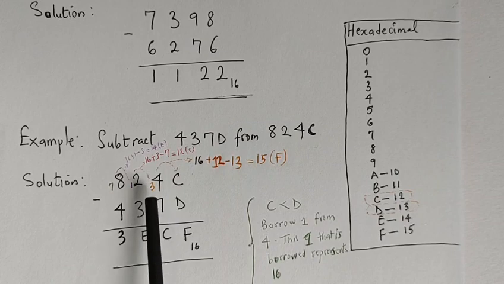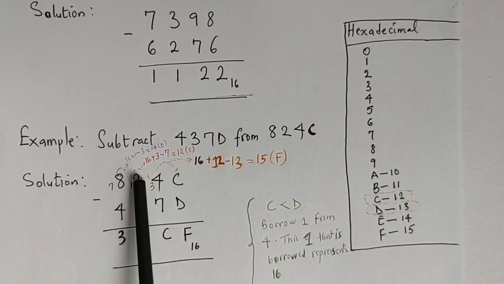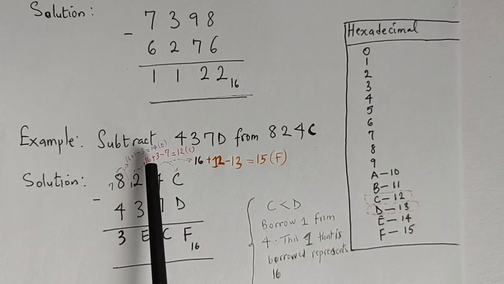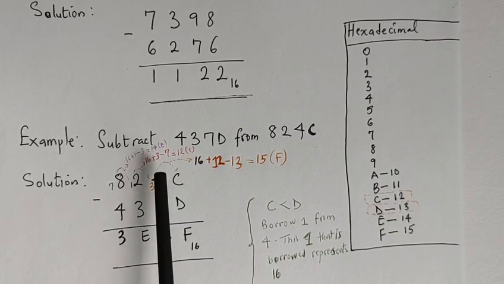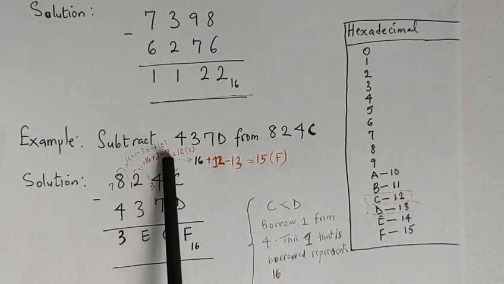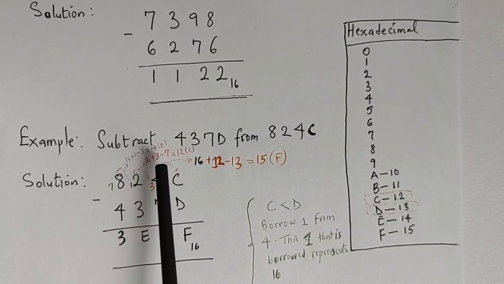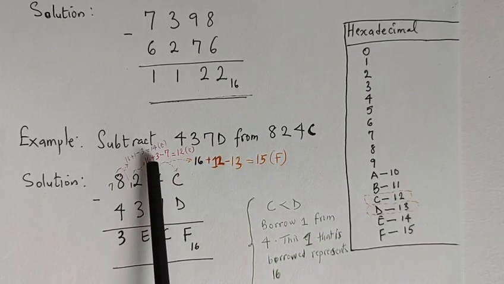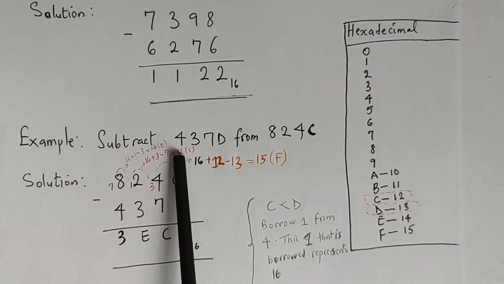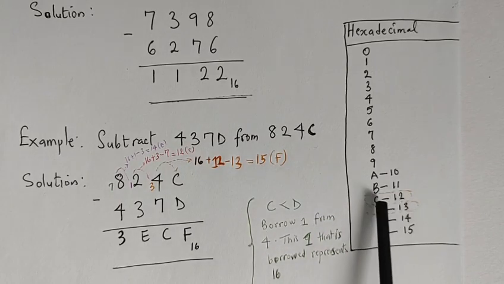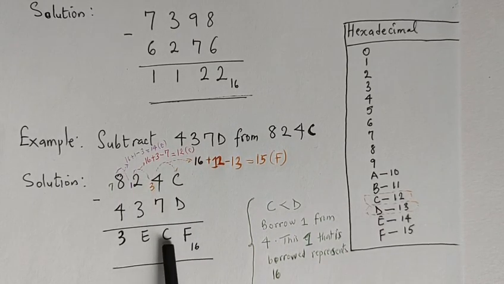So what we need to do, we need to borrow 1 from 2. When we borrow 1 from 2, the 1 represents 16. So we'll say 16 plus 3 minus 7. So that will give us 12. Because 16 plus 3 is going to give us 19. If you minus 7 from 19, you're going to get 12. So that is how we arrive at C, because 12 represents C.